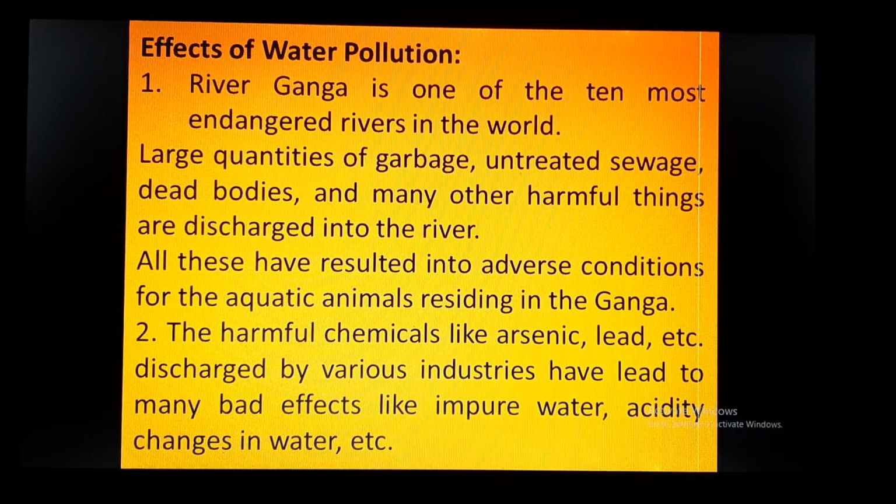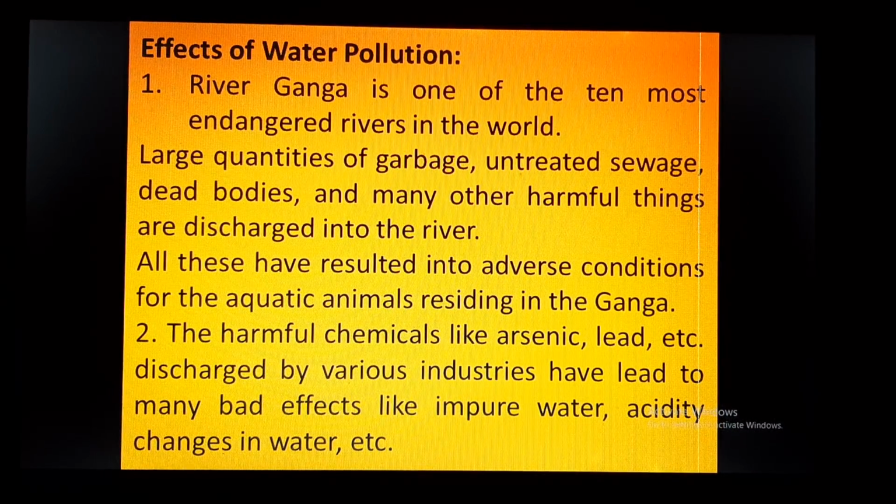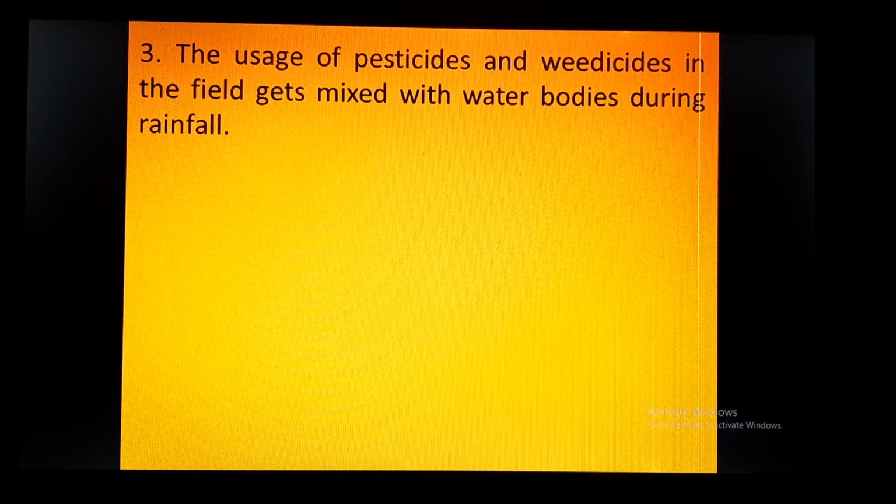The harmful chemicals like arsenic and lead discharged by various industries have led to many bad effects like impure water, acidity changes in water, etc. Now next is the usage of pesticides and weedicides in agriculture. What does it do?